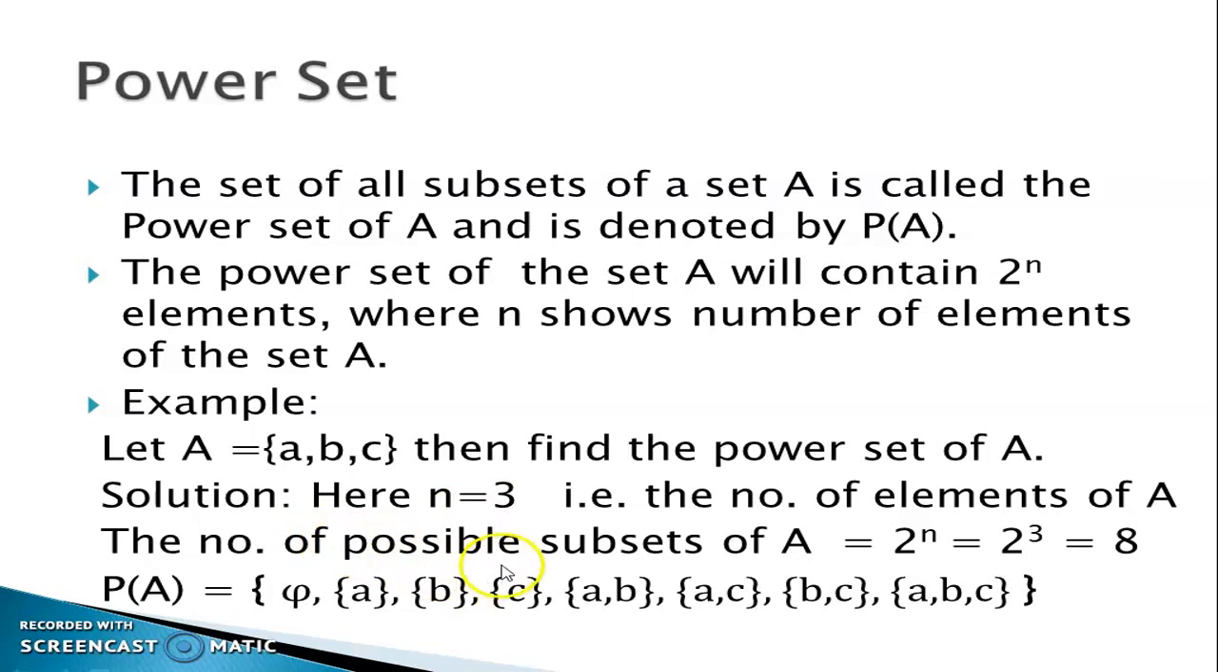The number of possible subsets of A is equal to 2 power n, which is 2 power 3, equal to 8. The power set of A consists of empty set, set A, set B, a set with element C, AB, AC, BC and ABC. These are 8 subsets.